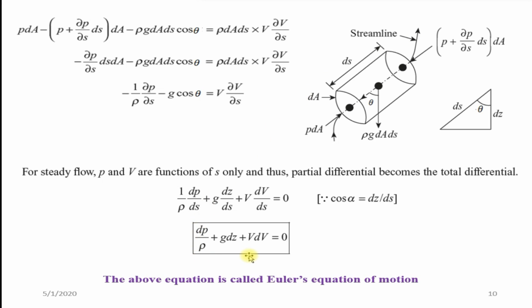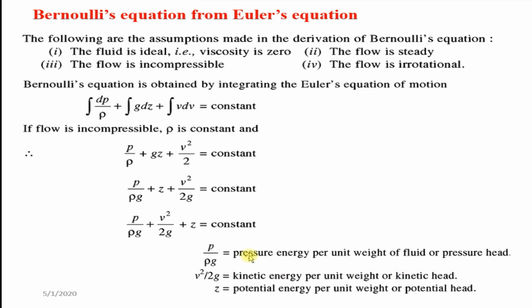Now we will see Bernoulli's equation of motion from Euler's equation. Euler's equation you have already got, so if you integrate that equation, you will get Bernoulli's equation. For that, you have to make some assumptions. Similar to Euler's equation, the fluid is ideal, that is, viscosity is 0. The flow is steady, that means parameters with respect to time will not change. The flow is incompressible, that means density remains the same throughout. The flow is irrotational. With these four assumptions, we can start the derivation of Bernoulli's equation.